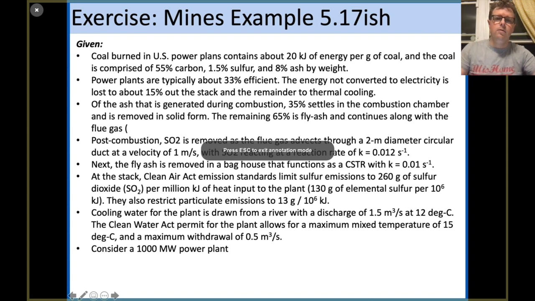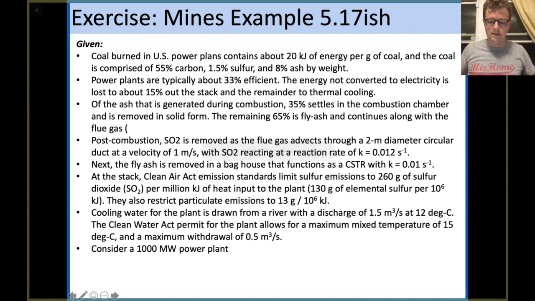I want to work through an exercise out of your textbook. This is based on example 5.17 in Mines, and I've added a couple wrinkles here as we'll do a little plug flow reactor and mixed flow reactor design as well. So for the moment here, you're going to want to hit pause and go ahead and read through the given information so you've got your head around what we're up to in this problem.